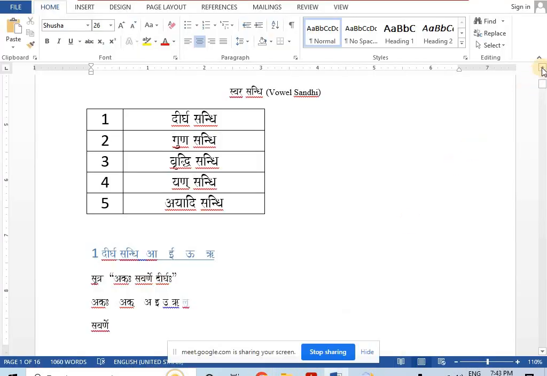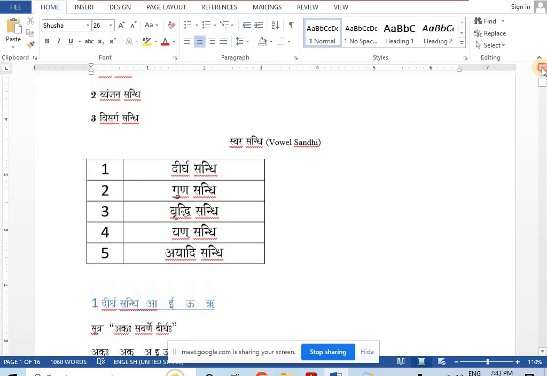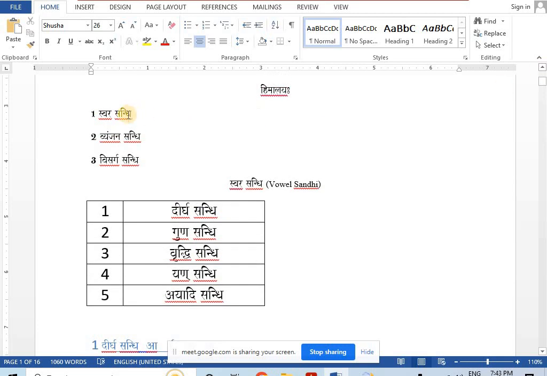Yeah, so there are three types of sandhi: swara sandhi, vyanjan sandhi, and visarga sandhi. In that, first we will start learning swara sandhi, that is called vowel sandhi.